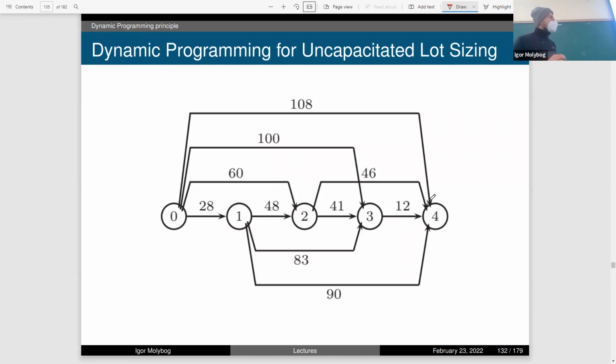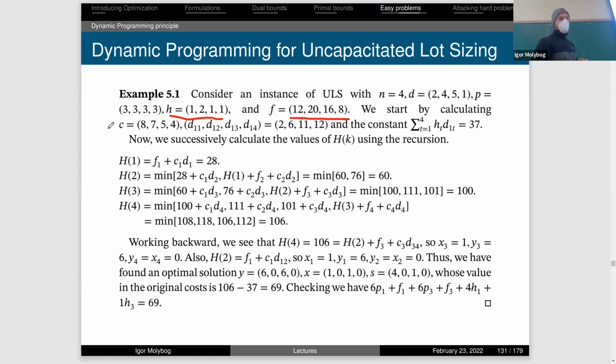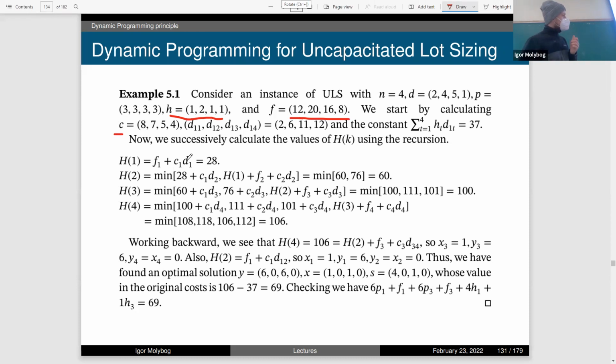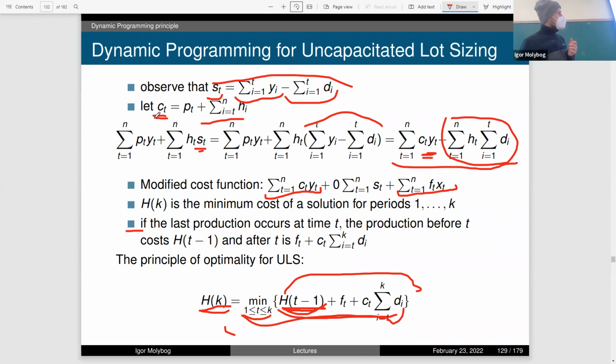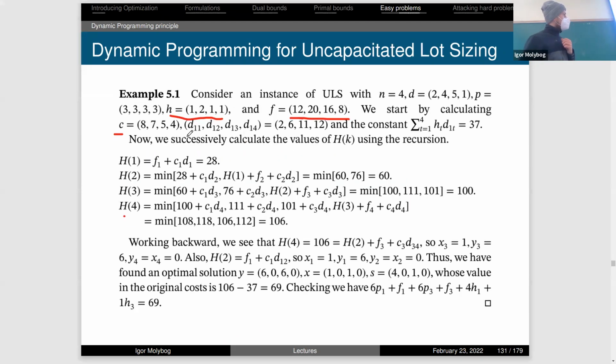How is this picture related to the uncapacitated lot sizing? Let's take a look. So we consider an instance of ULS with four time periods with the demands 2, 4, 5, and 1, and the prices of production all equal everywhere, and the prices of storage equal to 1, 2, 1, 1. We have some numbers for the setup costs. We start by calculating the value of the vector c, which is just a reminder, our new objective coefficients. So we can start by learning this c.